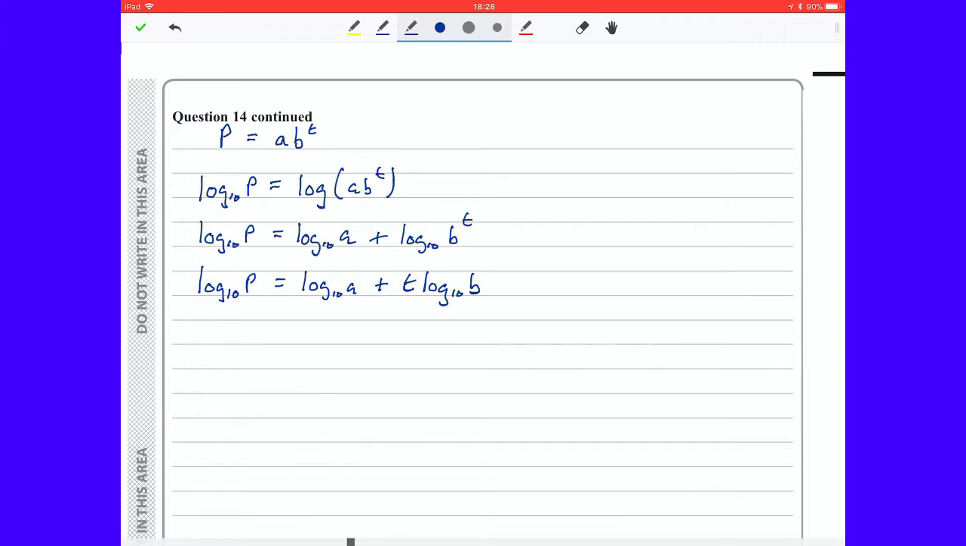Now if we compare that with what we had on the previous page, we had log P was equal to 1/200th T plus 5. So we can see from that log A is equal to 5, which means A is equal to 10 to the power 5, since our logs are to the base 10. So A is equal to 100,000.